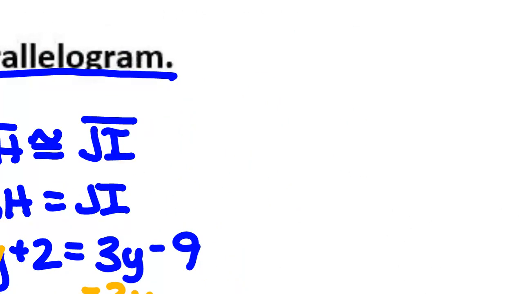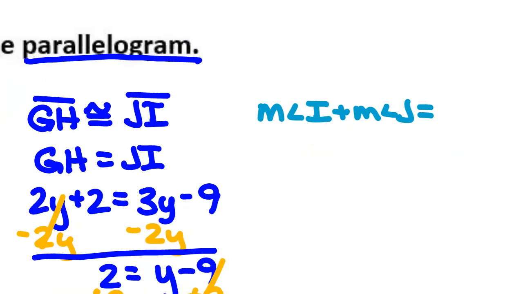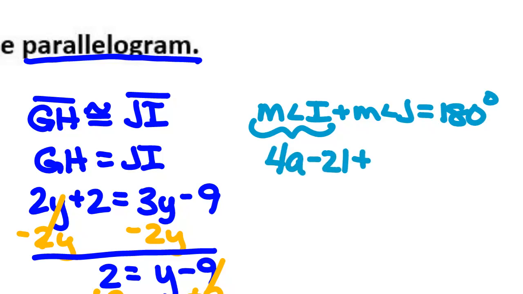So the measurement of angle I plus the measurement of angle J is equal to 180 degrees. Angle I is 4A minus 21. Angle J is 81 degrees. And that's equal to 180.